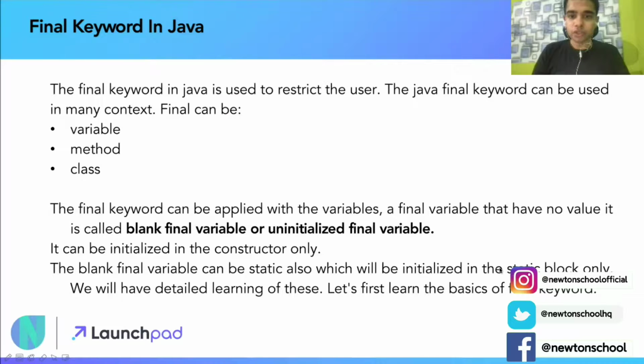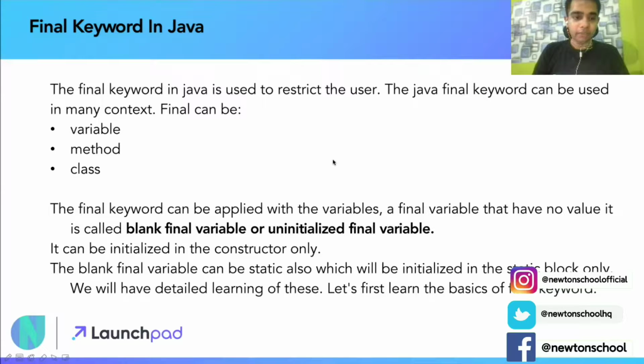The final keyword is used to restrict the user. I repeat, to restrict the user. The Java final keyword can be used in many contexts. Basically, there are three contexts in which the final keyword can be used. First, as a variable. Second, as a method. And third, as a class. For the respective things, we call them a final variable, final method, and final class.